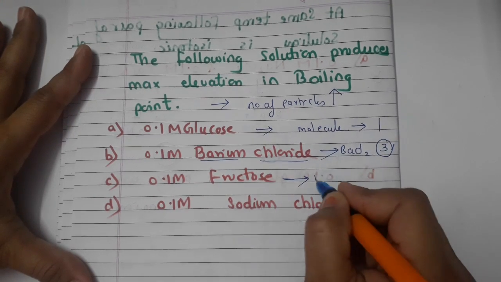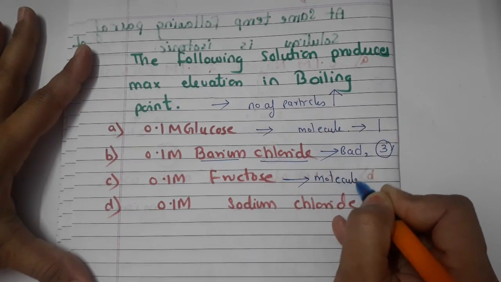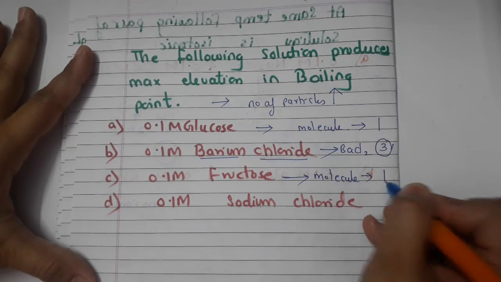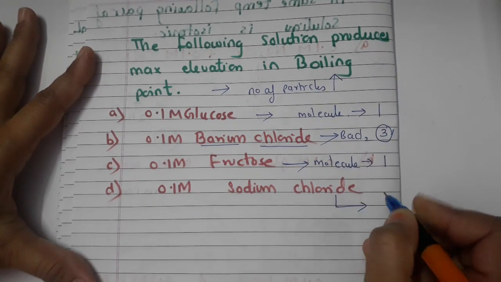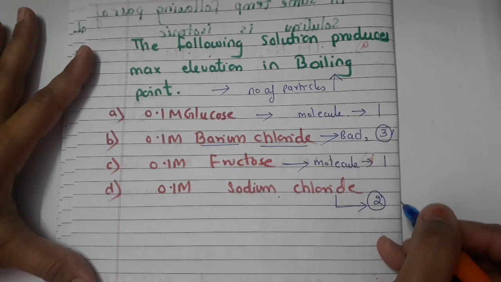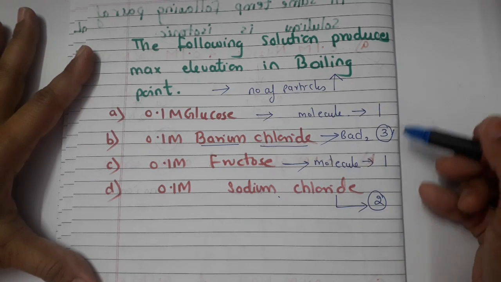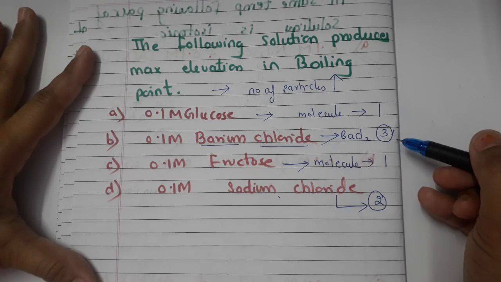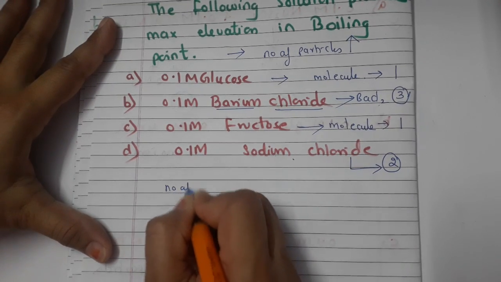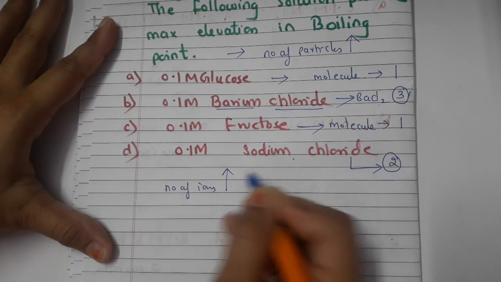Now fructose also, the basic molecule is a particle, it will not ionize. So 1. Sodium chloride, Na plus and Cl minus, 2. So just see again, in this case barium chloride has the most particles. So the number of ions is more.